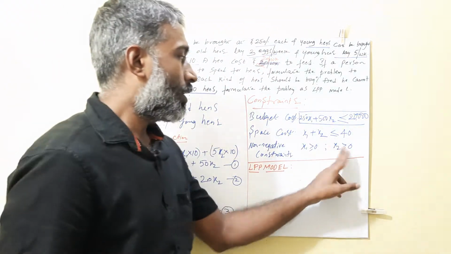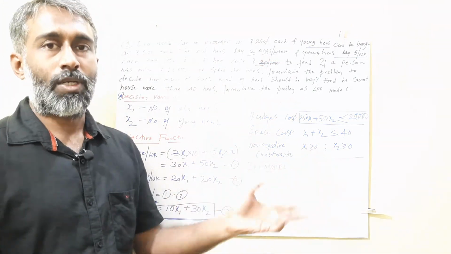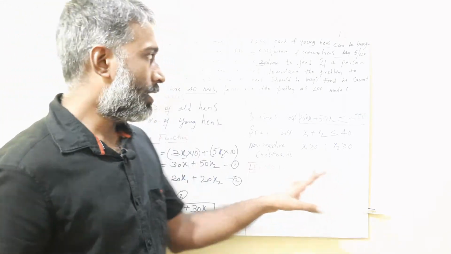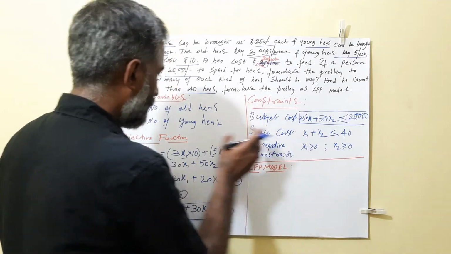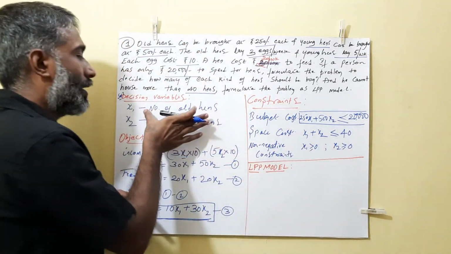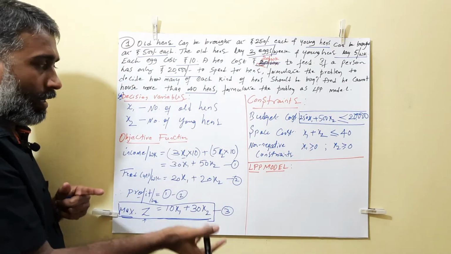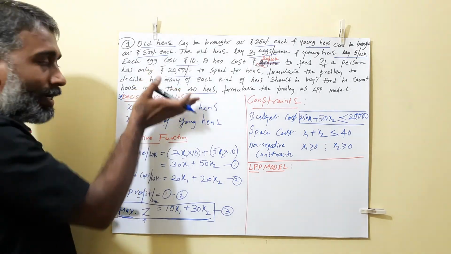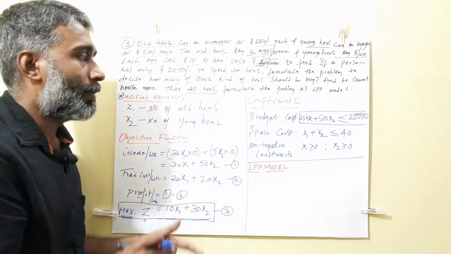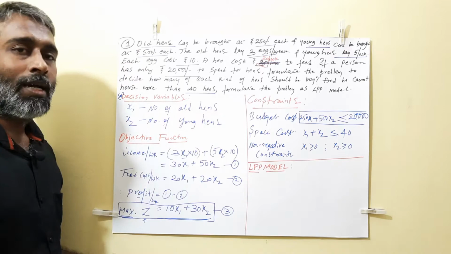So that tells both the variables should be a positive number. So it cannot be a negative number. You should not get x1 as minus 5 or minus 10. That will not give any physical meaning. If I say x1 is 0, you can buy all 40 old hens, or if I say x2 is 0, you can buy all 40, depending on the budgetary constraint. You can either go only with the old hens, or only with the young hens, or you can go with the permutation and combination, but there cannot be any negative number. So that's the meaning of non-negative constraint.